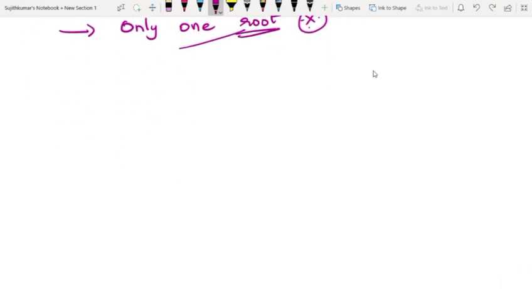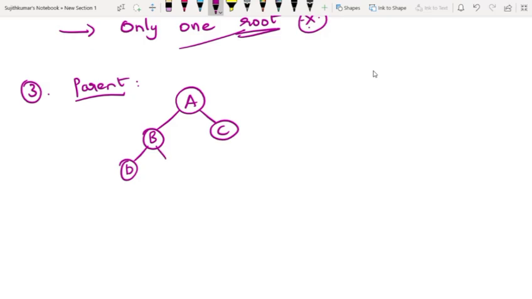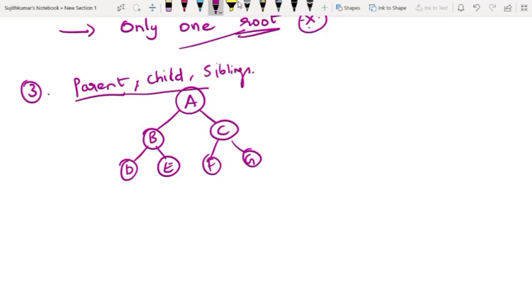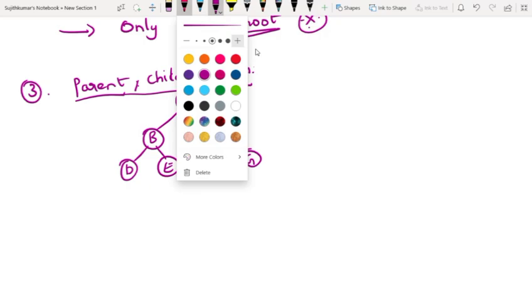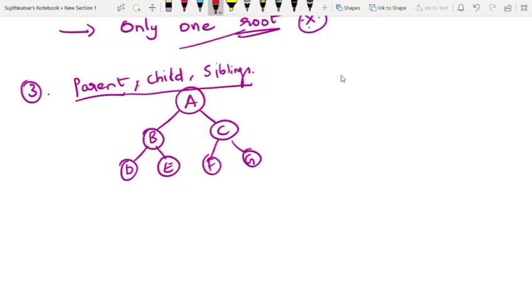Super. So the next concept is parent. What do you mean by parent? Let me take a tree for an example: A, B, C, D, E, F, G. Let me also explain the concept of child here. So parent, child, and siblings. Some interesting concepts, and it's pretty straightforward. You could understand from the word itself.